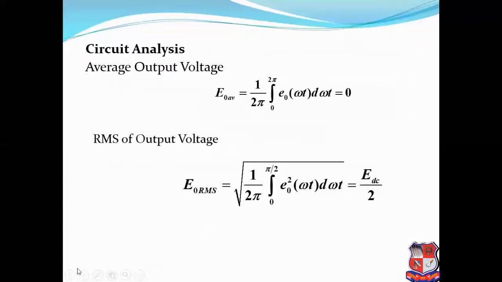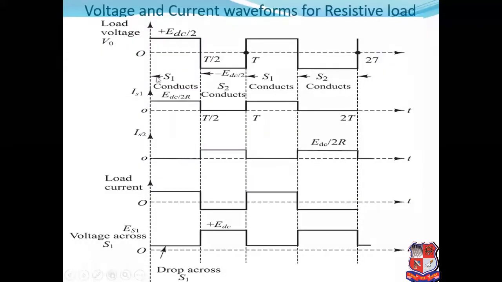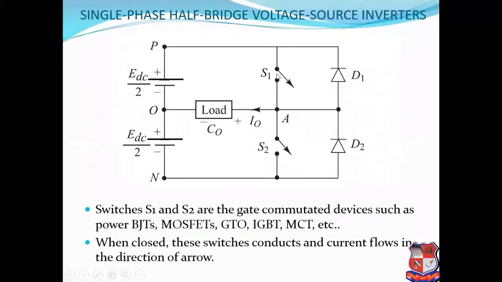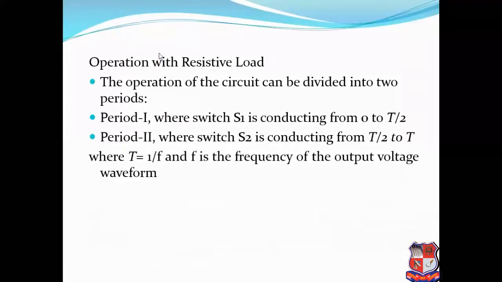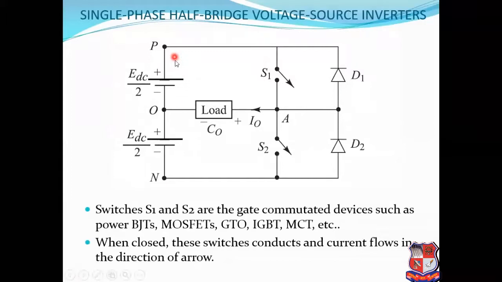Okay, so in this case we can say that if S1 is conducting, then the output voltage will be positive VDC by 2. When this switch S1 is on, the current will flow from here through S1 to the positive terminal of the load, then from the negative terminal to this O terminal, the midpoint terminal O. Okay, so the output voltage in this period when S1 is on is equal to plus VDC by 2.